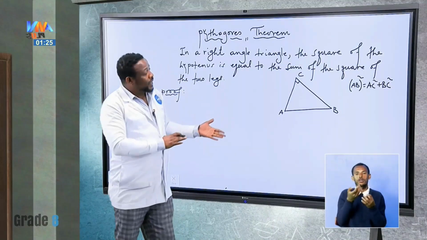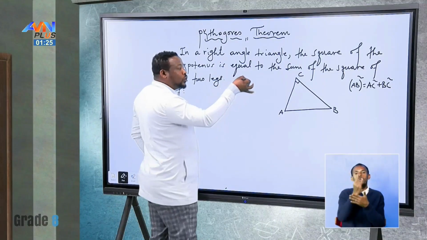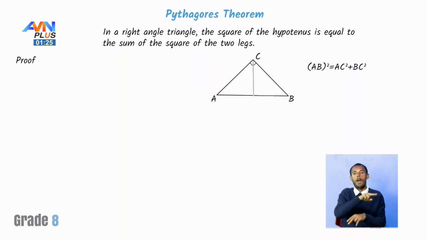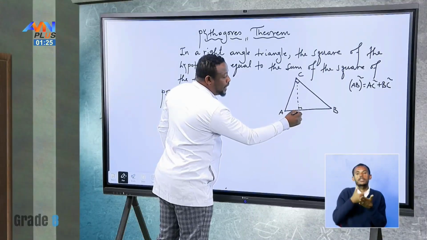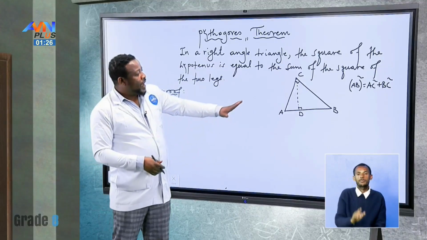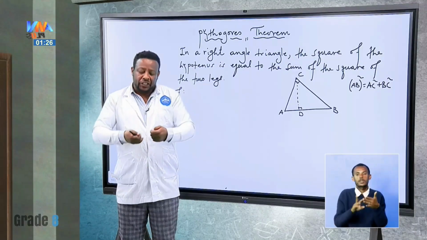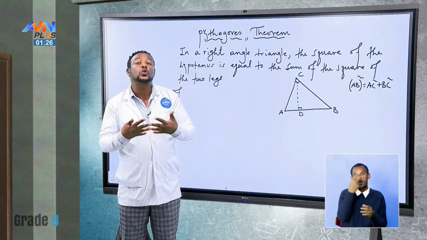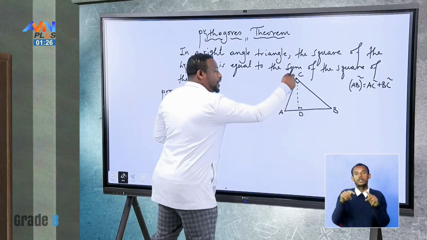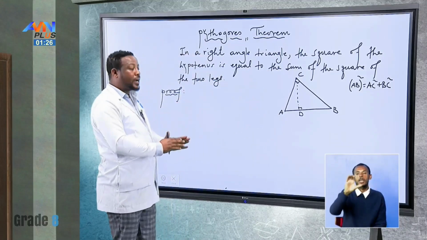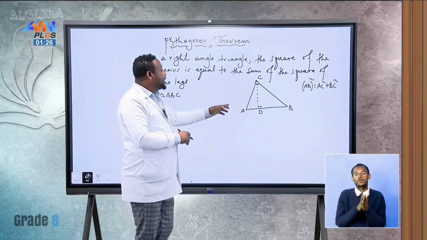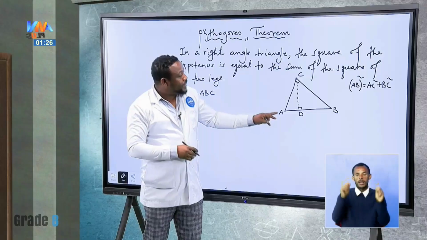To prove this, I will construct an altitude drawn from the 90 degree angle to the hypotenuse. Say this altitude cuts AB, the hypotenuse, at some point D. In this sketch, we can observe two similar triangles. Consider triangle ABC, the bigger right angle triangle. I need you to compare triangle ABC with ACD.